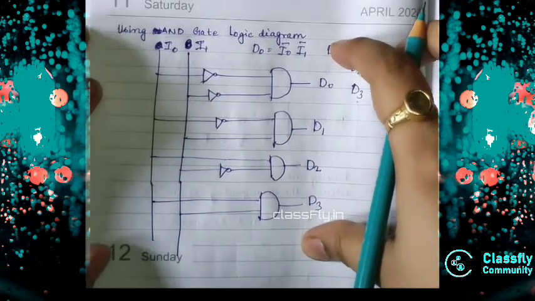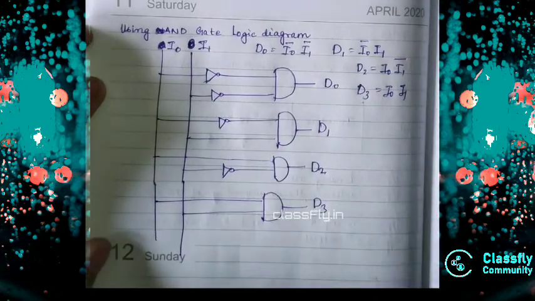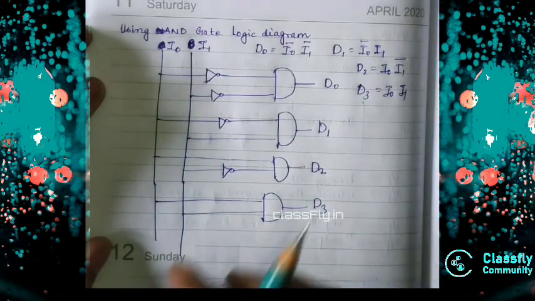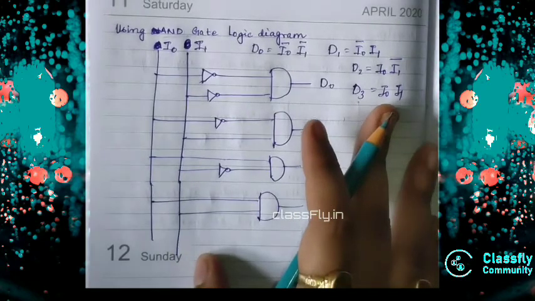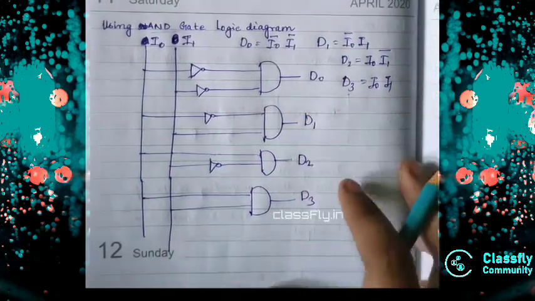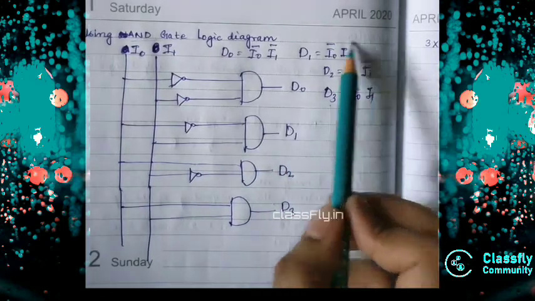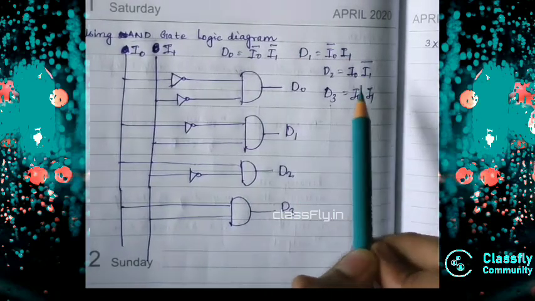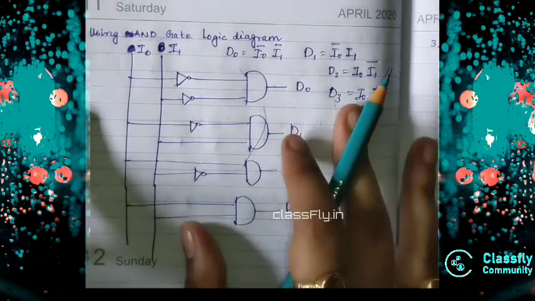So this will be my logic diagram using AND gate with the respective truth table, and it will always come in your practicals for digital electronics. You will get in viva to draw decoders' logic diagram. So be clear on the equation part, then you can easily solve this and do this logic diagram.